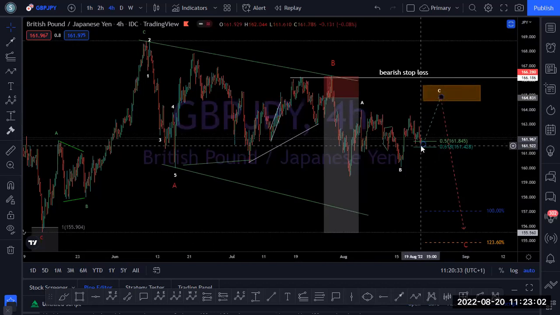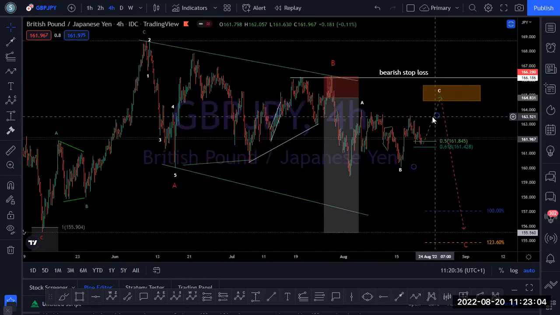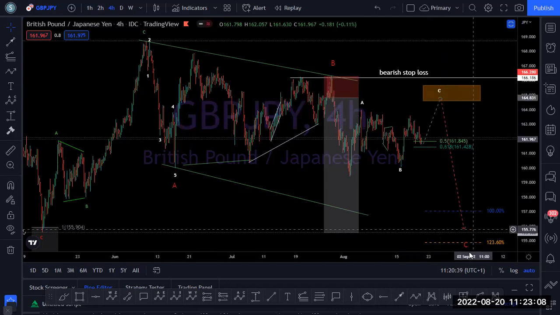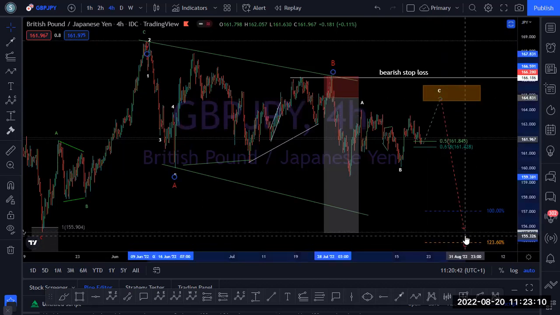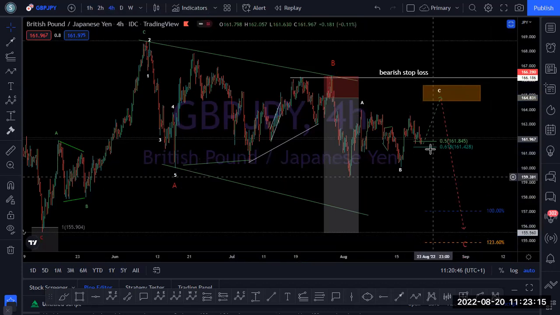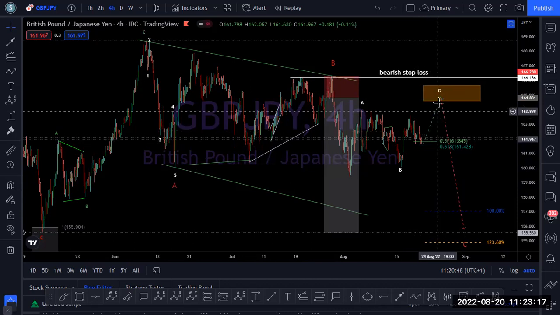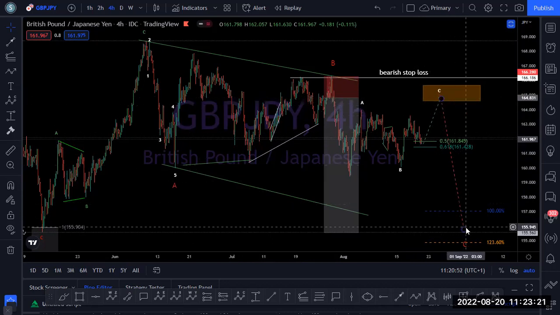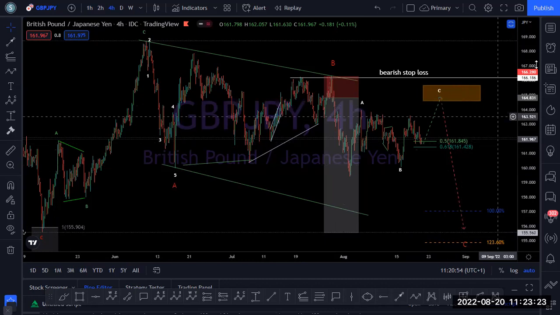In fact, you can buy this, but buy with small lot size. You can buy this, close it here, and then sell. So when the market opens tomorrow, if I'm awake and I see reason to buy, I will buy with small size, close it here, then look for a setup and sell all the way low. So it's still going lower.